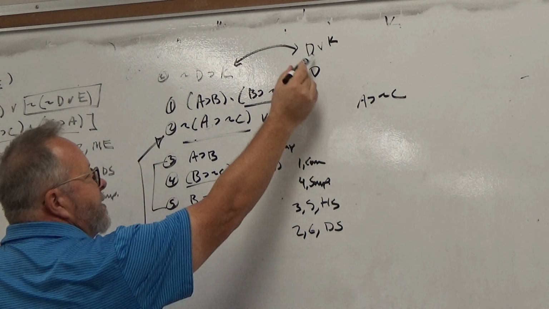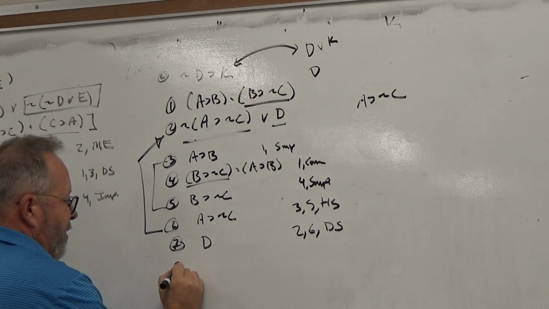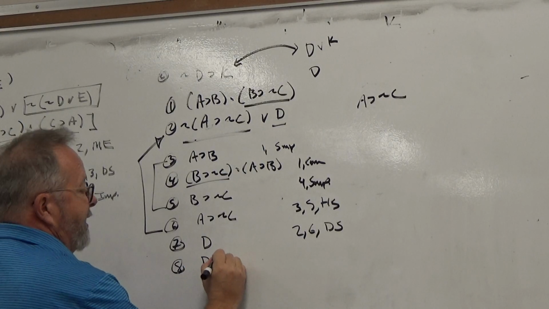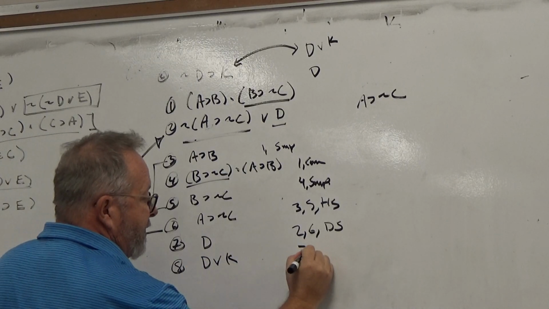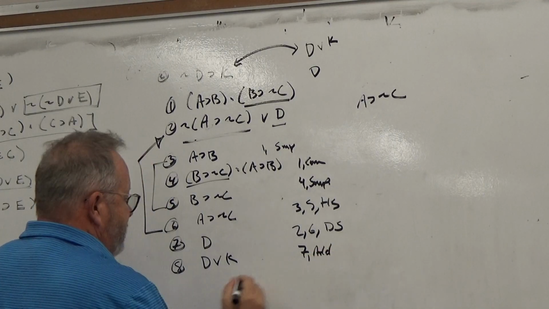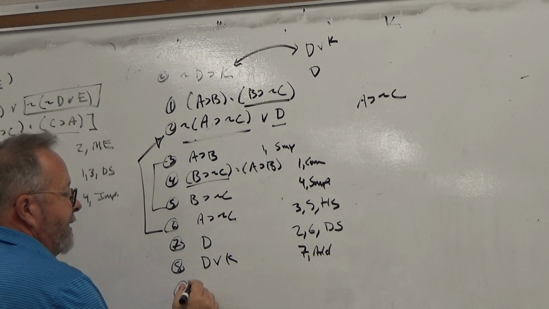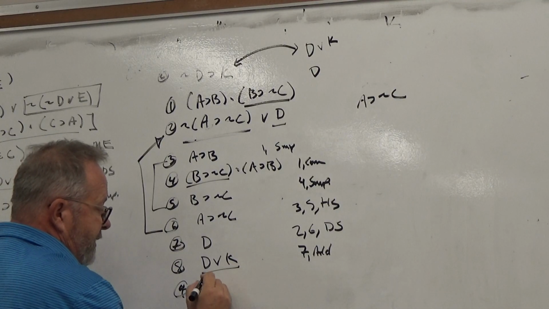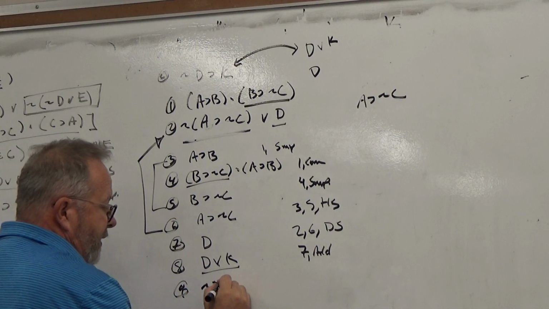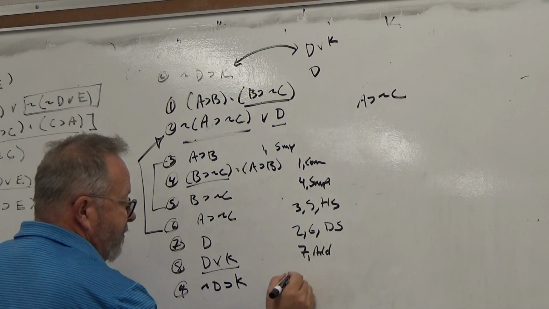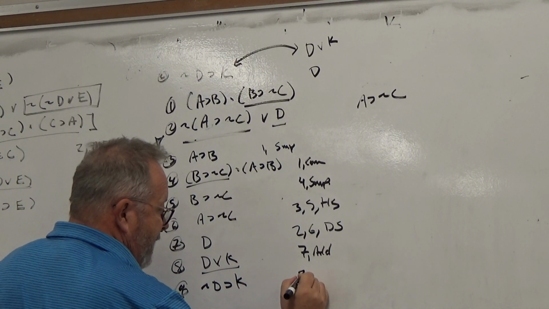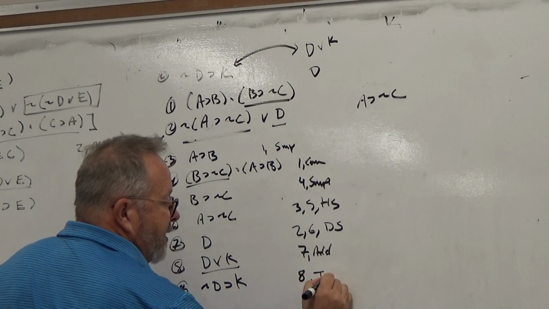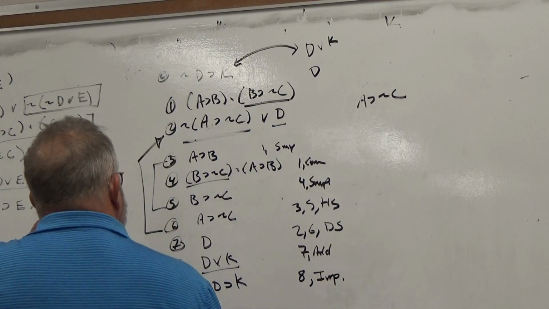And now I'm going to follow this strategy backwards. I'm going to add K to the D, 7 by addition. And then I'm going to convert this OR to a then. So the D becomes a not D, OR becomes a then, and the K stays the same. That's from 8, and that's by implication, and I'm done.